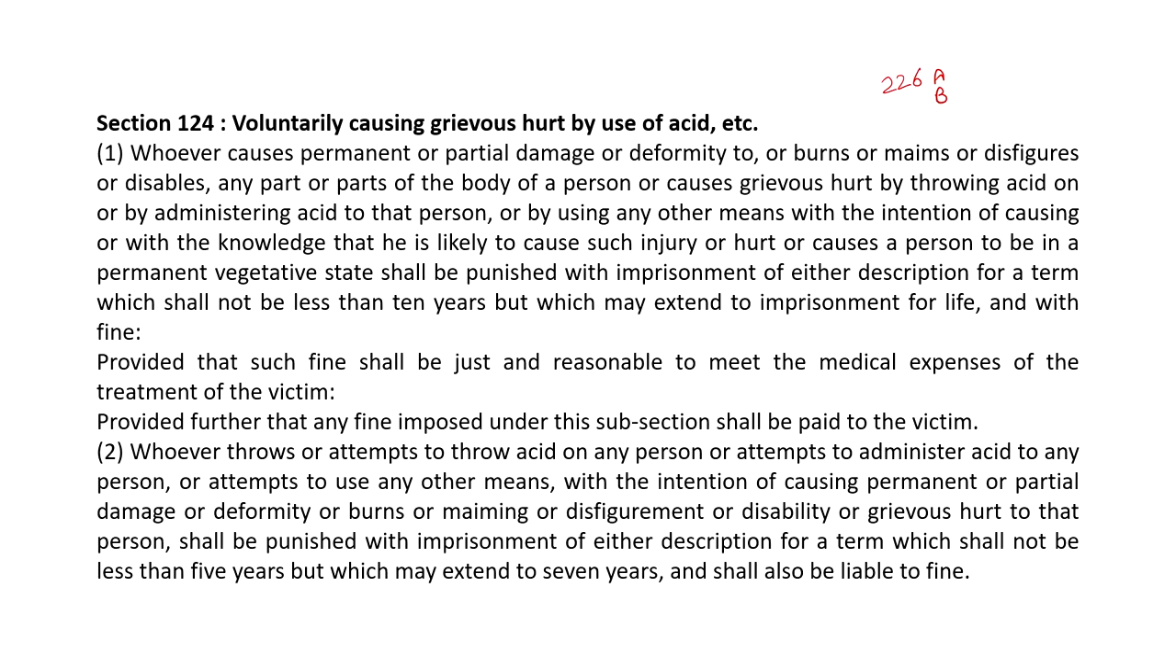Now that has been put in section 124 of the BNS, and it talks about voluntarily causing grievous hurt by use of acid, etc. So, it could be acid and it could be any other substance also, but it should necessarily result in grievous hurt. So, what does the law say? Whoever causes permanent or partial damage or deformity to, or burns or maims or disfigures or disables any part or parts of the body of a person, or causes grievous hurt by throwing acid on or by administering acid to that person.